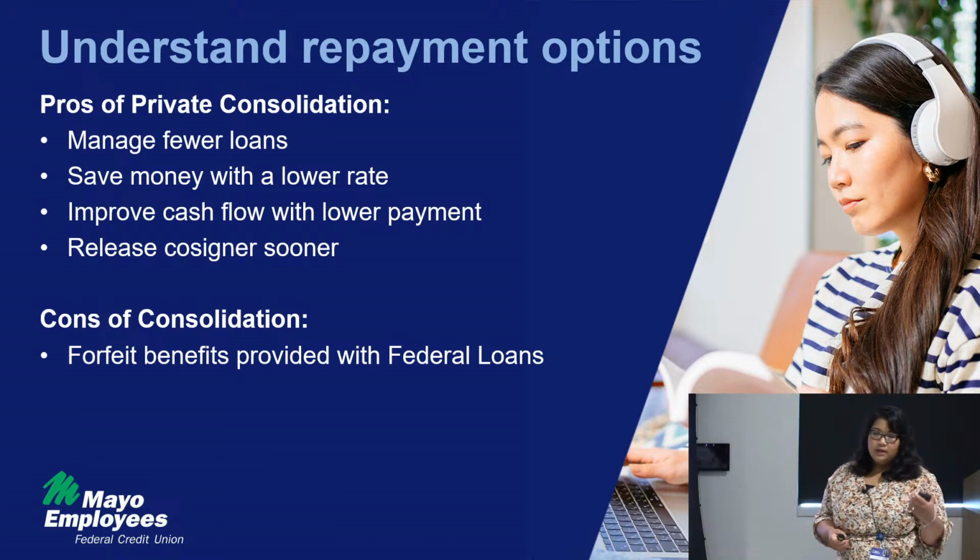So if you had a co-signer when you were 20, and that person is wanting to buy a house and wants to be released from this large loan that they co-signed for you, now that you consolidate your loan, you can release this co-signer and they can be released of the obligations. On the cons of consolidation, you forfeit benefits provided by federal loans. So again, that was one of the benefits, the federal student loan pause and the possible forgiveness.